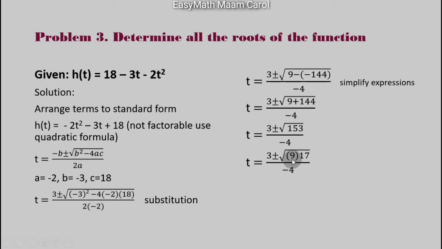And 9 is a perfect square, so you can take its square root. When you take the square root, you put it outside. So that will be the answer. Here are the roots of our expression: 3 plus 3 times the square root of 17 over negative 4, and 3 minus 3 times the square root of 17 over negative 4. So there are two answers.